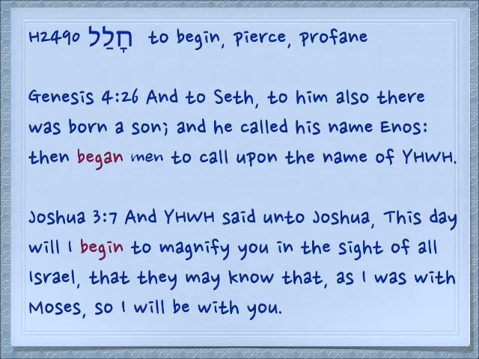We also get this concept of beginning something, because if you're going to make something, a lot of times you have to make a hole in it to start what you're doing. Genesis 4:26. And to Seth, to him also there was born a son, and he called his name Enosh. Then began men to call upon the name of Jehovah. The verb is halal, and it means to begin.